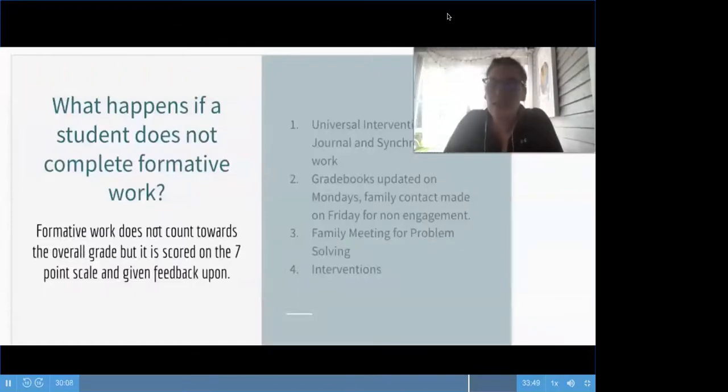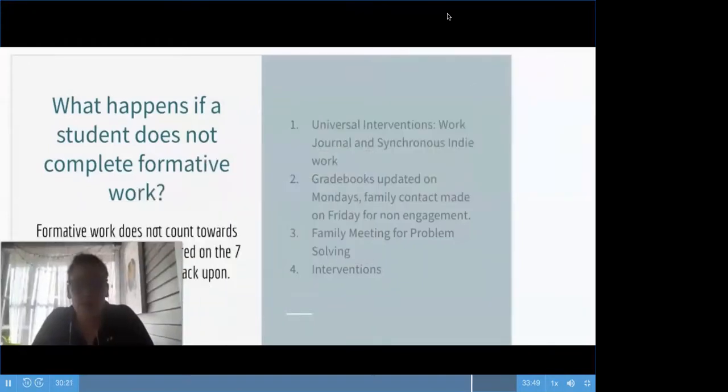So if a student doesn't complete the formative work, we know the formative work does not count to the overall grade, but it is scored and we are giving feedback on it regularly. So we do have some universal interventions here, which means that all students get this intervention. All students keep a work journal, and all students go to Synchronous Indie Work to meet with their guide to talk about the work that's coming up, or to clarify, or to say like, hey, this follow-on work is really interesting to me. Can you help me develop my idea more fully for a summative assessment?